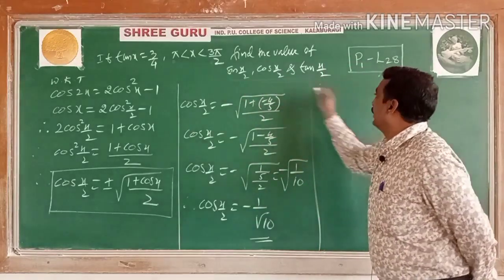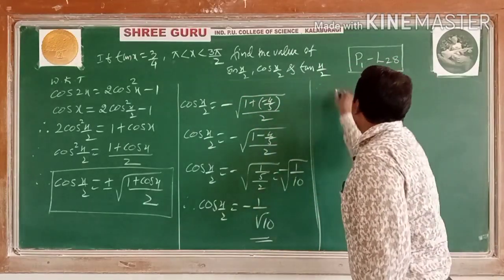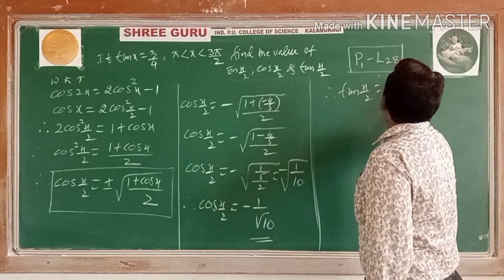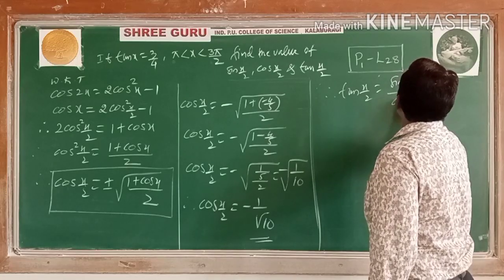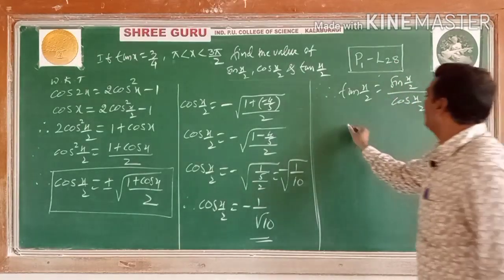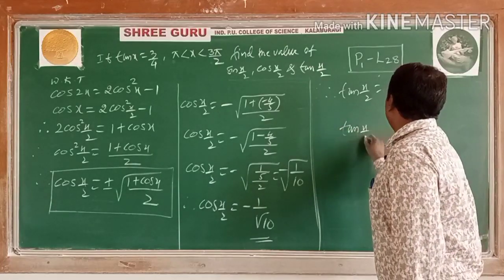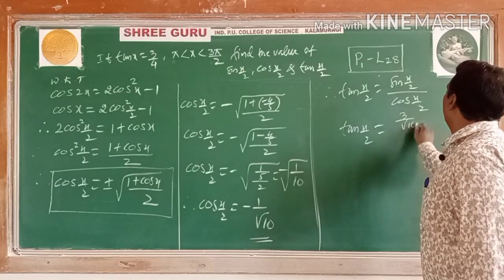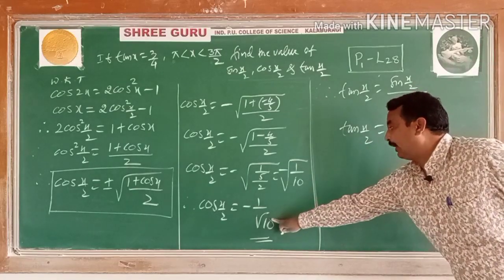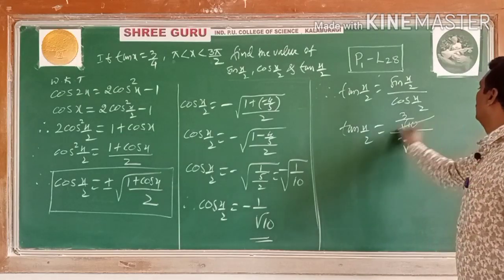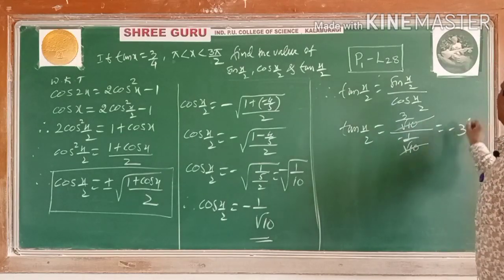Therefore tan x by 2 equals, as you know very well, sin x by 2 divided by cos x by 2. Because you have these two values, substitute directly and you will get tan x by 2. Tan x by 2 is equal to, what is sin x by 2? 3 by root 10, positive. What is cos x by 2? Minus 1 by root 10. This root 10 gets cancelled here. What is remaining here?